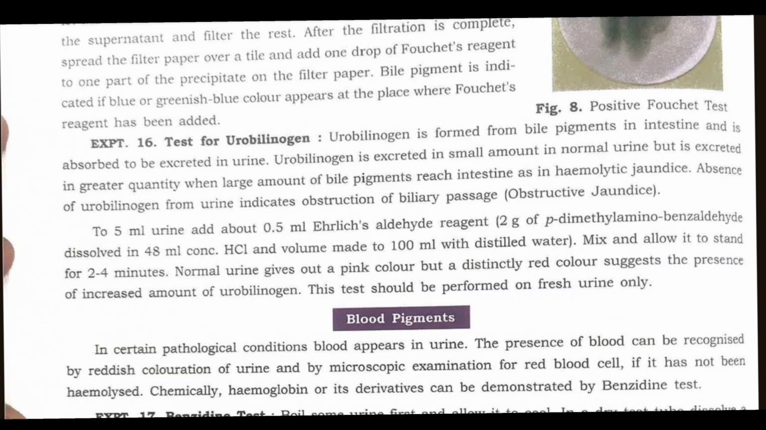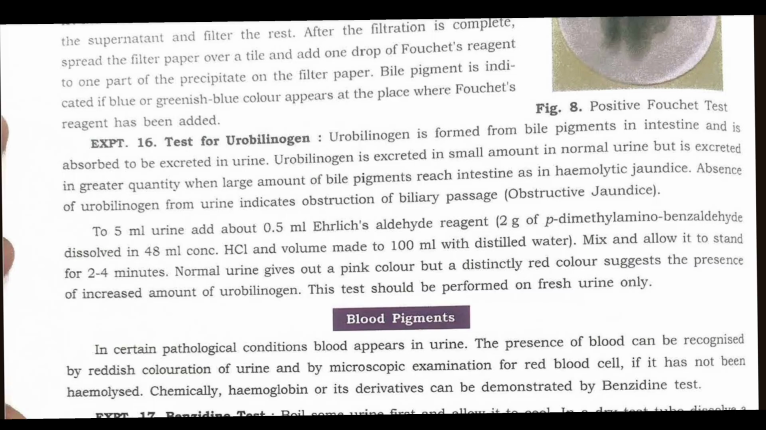Mix and allow it to stand for 2 to 4 minutes. Normal urine gives a pink color, but a distinctly red color suggests the presence of increased amount of urobilinogen. This test should be performed on fresh urine only.